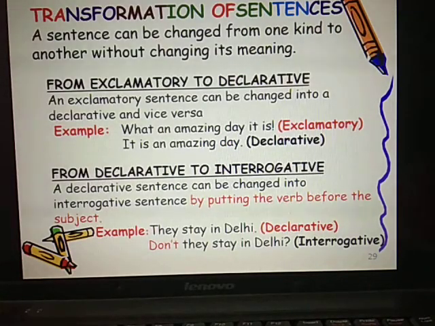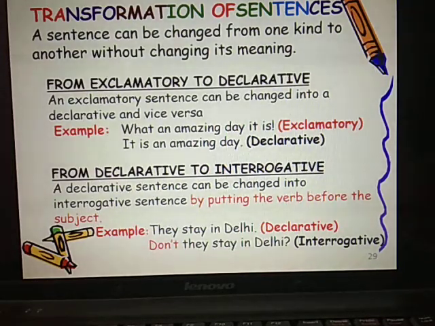Like see, transformation of sentences. A sentence can be changed from one kind to another without changing its meaning. Yes, this is a very, very important point. Remember, whenever you are changing one form of sentence to another, the meaning should remain the same. Okay, that is very important. If meaning changes, the answer will be wrong, incorrect.